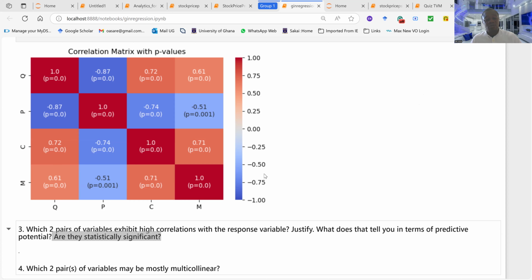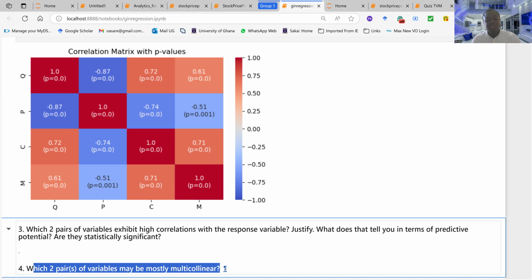Now the next question says, which two pairs of variables are mostly multicollinear? Now I'm going to define multicollinearity for you. Take your pen and paper and your book and write it down. Be deliberate and write what I'm going to say down. Maybe when you started this, you didn't have your pen or your book with you. Now look for it, get it ready and write what I'm going to say down, because that's the only way you're going to answer the next series of questions. What is multicollinearity?